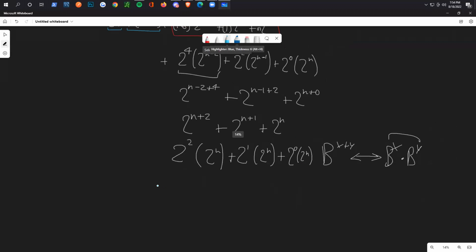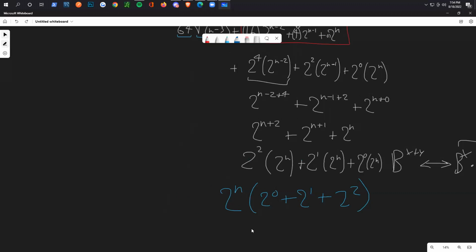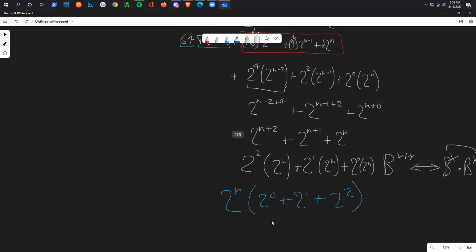So we can rewrite this right here as 2 to the n times all of these values right here. So we have 2 to the 0 plus 2 to the 1 plus 2 to the 2. And yeah, you can just reconstruct if you just distribute. Okay, so it looks like a lot. I'm going slow and I'm breaking it down so you guys can understand every step.